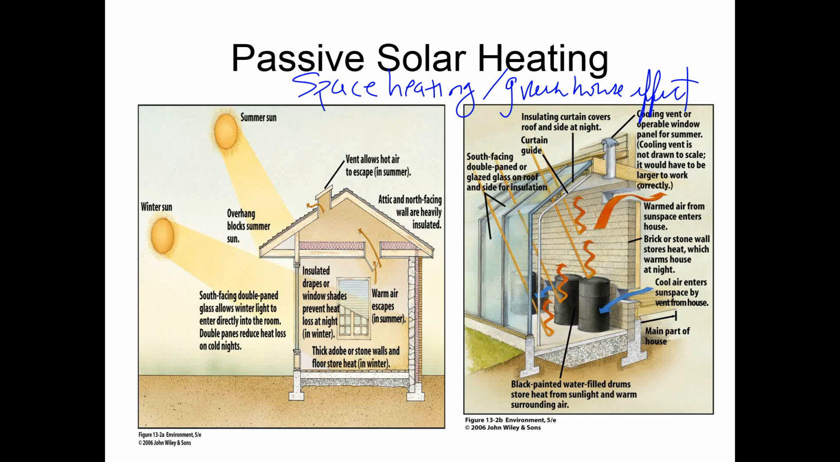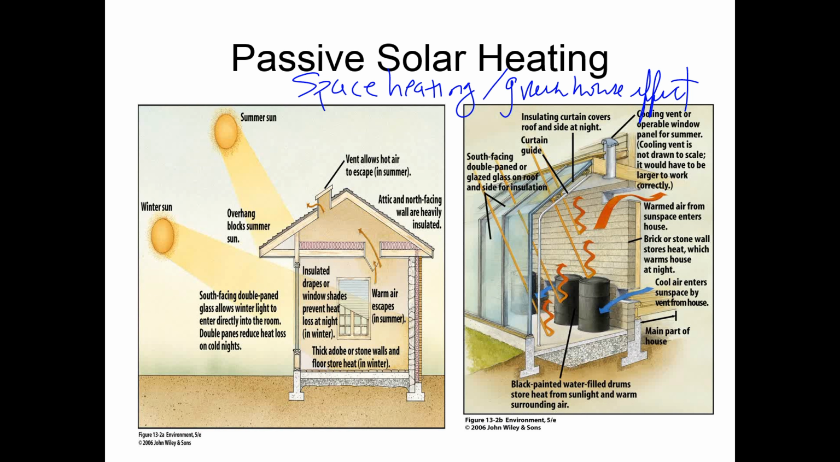And it's mainly used for space heating, which means like heating up your home or heating up a greenhouse. So it's for space heating. We're not generating electricity from it, and we're not heating up water. So it's just to heat the inside of a home, basically. And if you look at the picture on the left, we looked at this picture, and this is showing you a home that's taking advantage of passive solar heating.